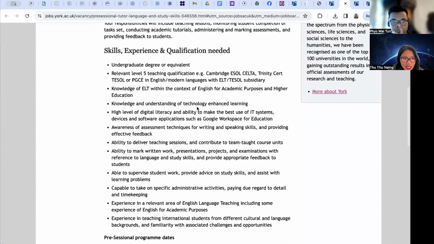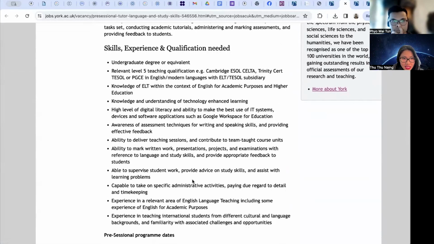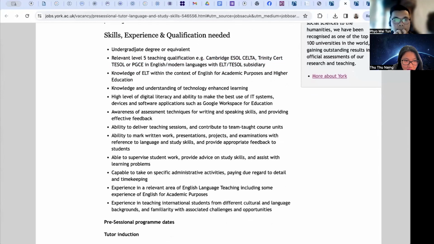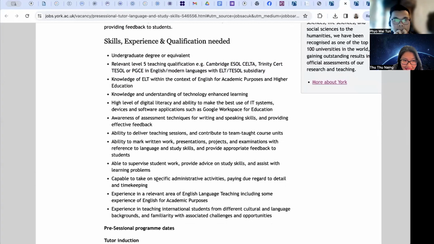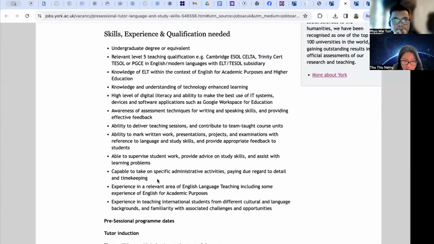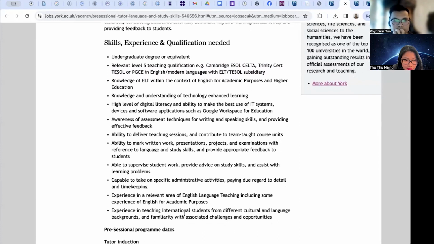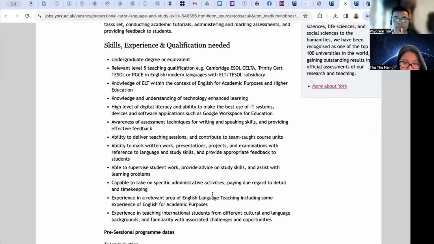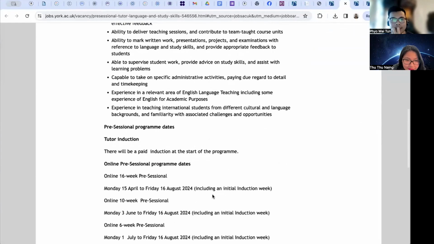So now let's look at skills, experience, and qualifications needed. Here you will need a Cambridge CELTA, Trinity, or PGCE with ELT. That's what they will ask. But here, they might not ask for a master's, as you can see. But you will have to have experience. That's what they ask for, experience.